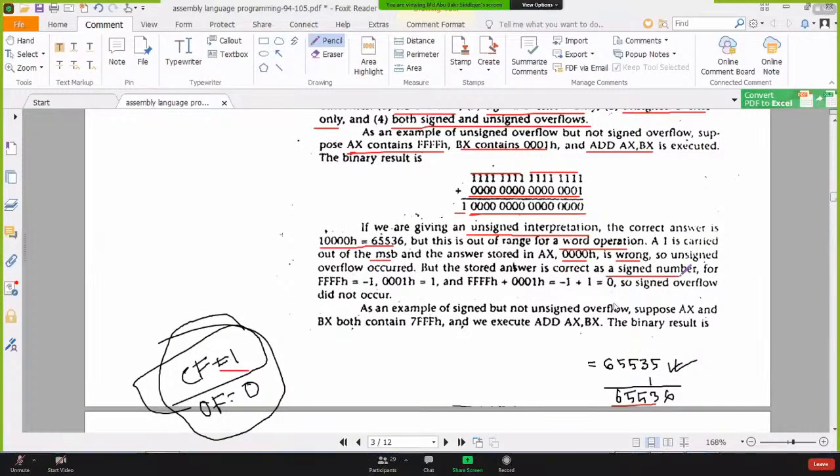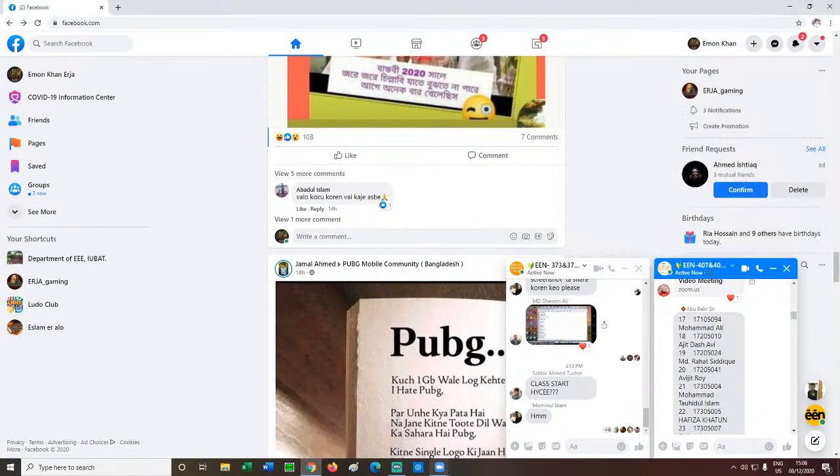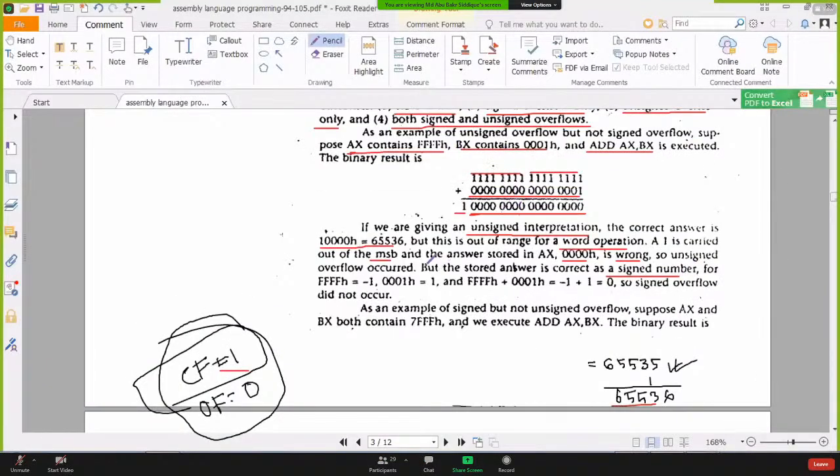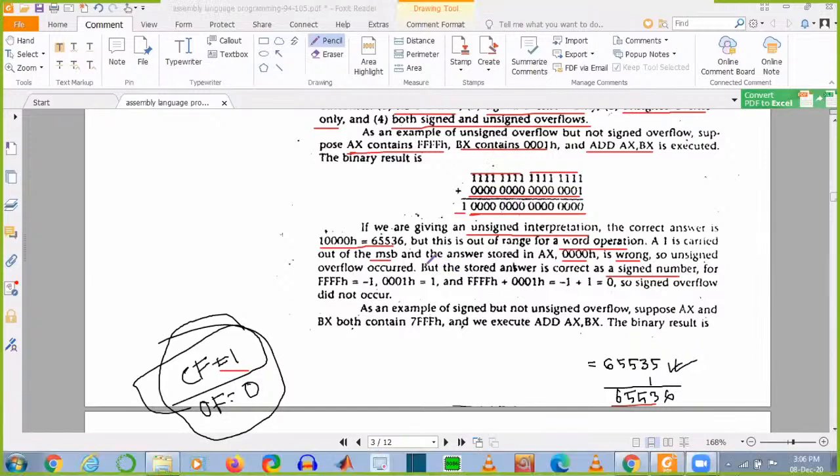Why is the stored result correct for a signed number? I mean, why is 0 a correct result for a signed number? Let's see why 0 is the correct result for a signed number, and there is no sign overflow, OF equal 0. So the stored result is 0, because AX cannot store that 1. That 1 is out of range. That is bit number 16. In total, if you count bits from 1, then it is bit number 17. But we always count bits from 0. That's why it is bit number 16. So AX can only store up to bit number 15, 0 to 15.